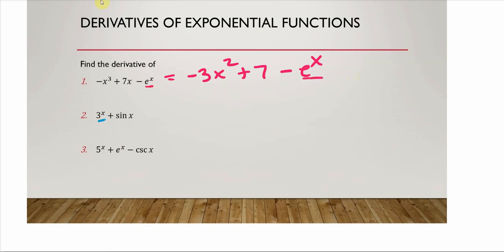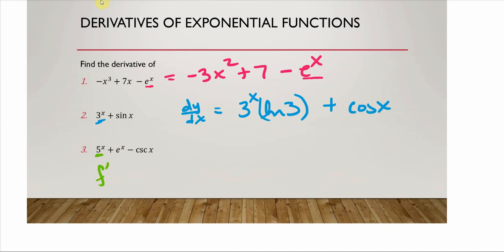The next one has an exponential, but it's not e to the x. So the derivative of 3 to the x, dy dx, is going to equal 3 to the x. But because it's not e, I have to put the natural log of my base, which is 3. Right? And then plus the derivative of a sine, which is cosine of x. Next one. Well, I have 5 to the x. What's the derivative of 5 to the x? The derivative of 5 to the x is 5 to the x times the natural log of 5, plus the derivative of e to the x, which is e to the x.